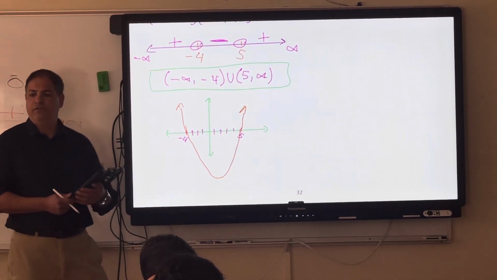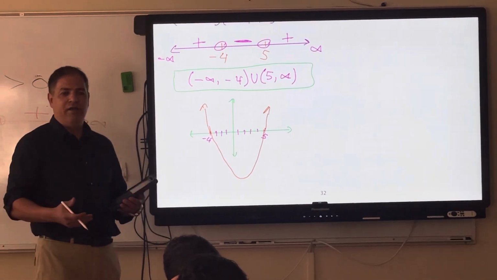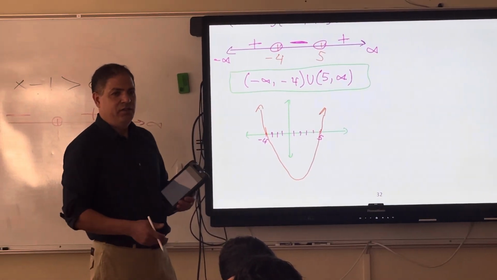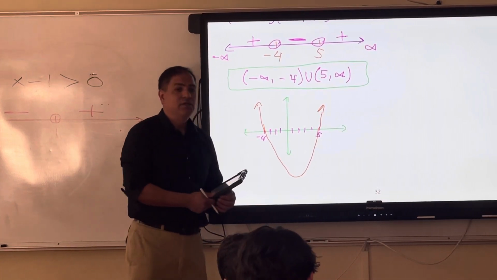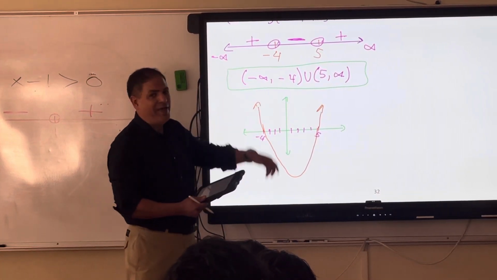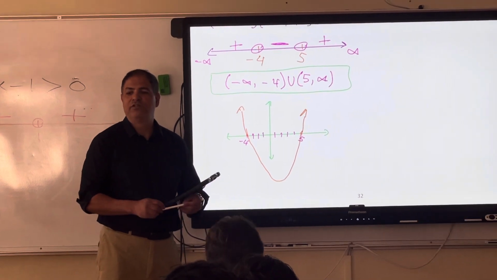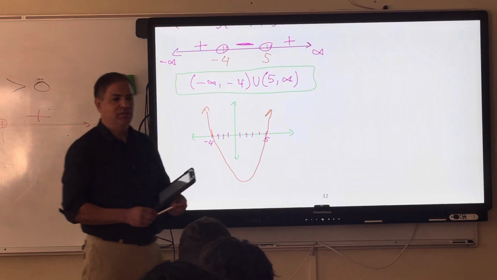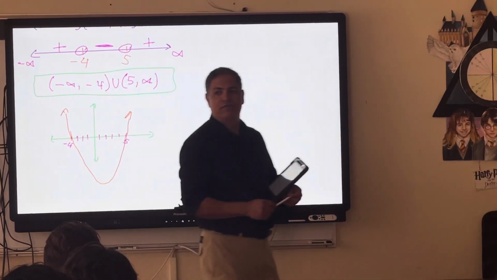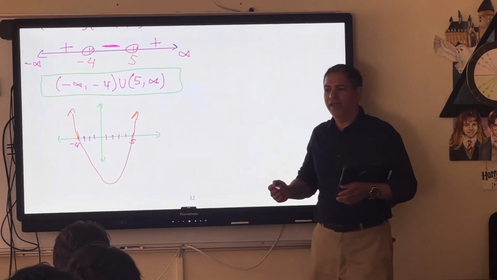Any questions so far? I want you to have an idea about the graph, because later when we encounter a case where the polynomial has no real zeros, we want to make sure we understand whether this is going to be always positive or negative, or we have no idea.